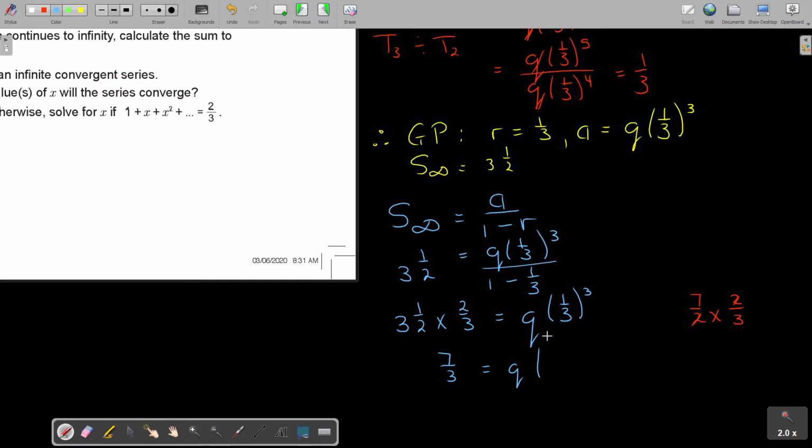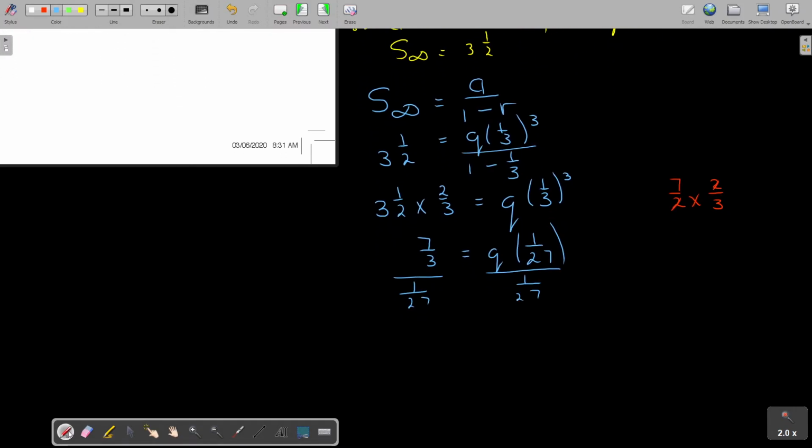And q times (1/3)^3. I think I'm going to simplify this one. So (1/3)^3 is 1 over 27. If I divide by 1 over 27 on both sides, basically, I'm going to do it on the side again. It's 7 over 3 times 27 over 1. Use always your side to do your rough work. Don't clean it. Maybe sometimes you get even a mark there. So 3 can go into 27, 9 times. So 7 times 9 is 63. Let's just see. 63. Yes.